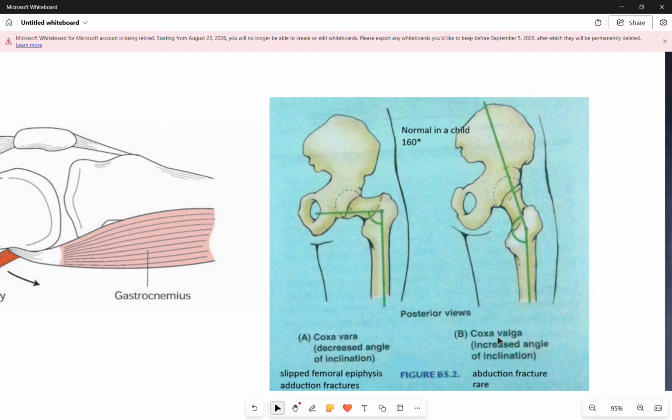In coxa valga, there is increased angle of inclination between the neck and the shaft. This is very rare, and this can happen in abduction fracture. Remember, in a normal child, the angle of inclination is about 160 degrees.